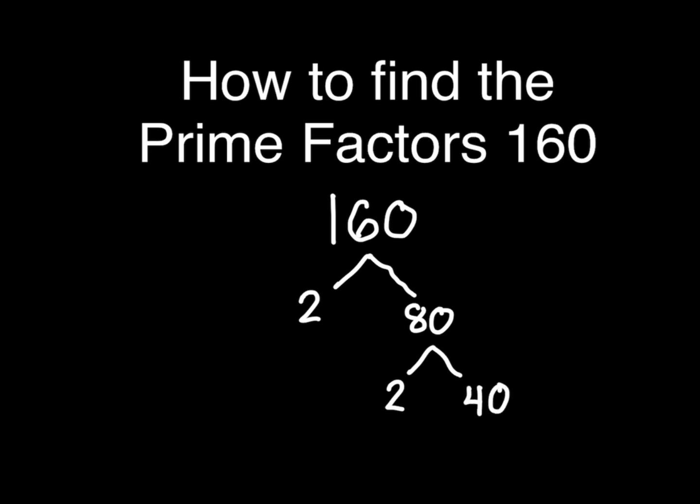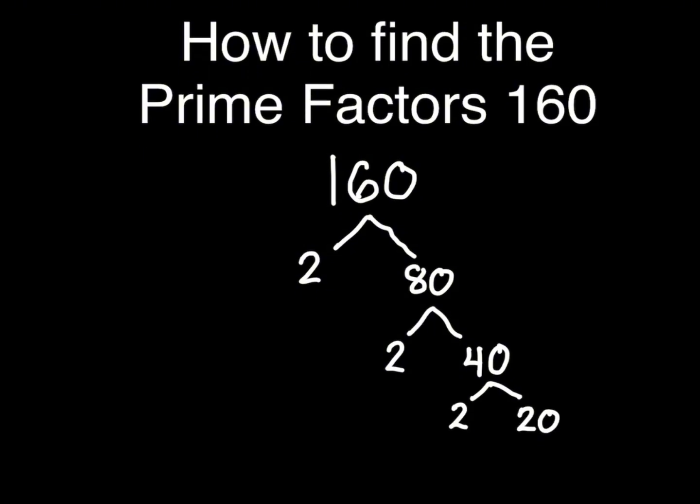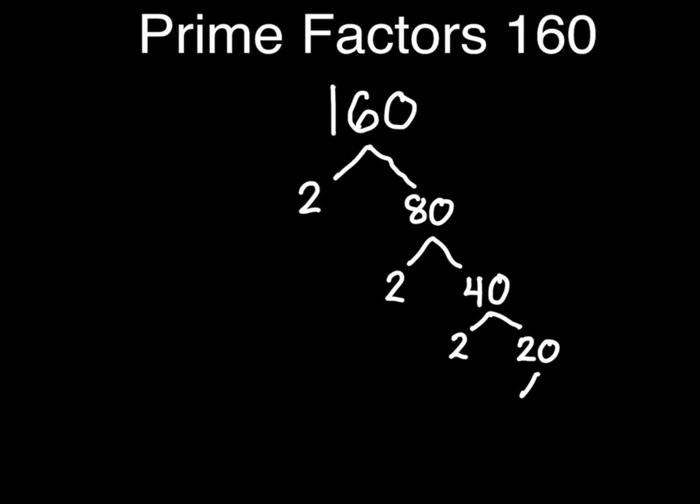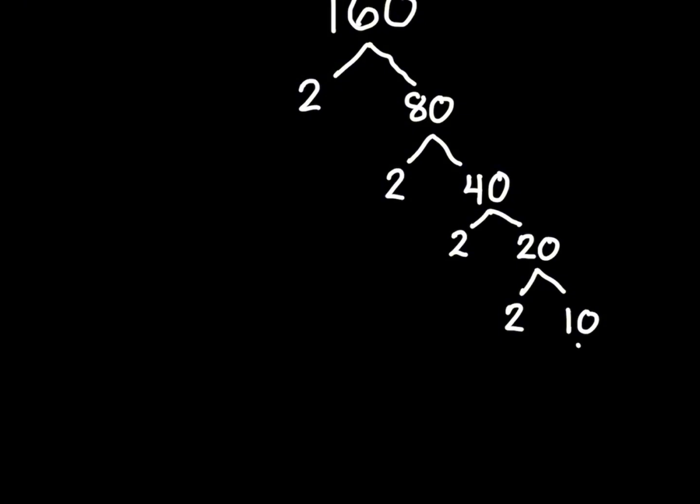So 80 is divisible by 2, and that is 40. Then 40 divided by 2 is 20. Then 20 divided by 2 is 10. And then 10 divided by 2 is 5. Since 5 is another prime number, we are going to stop at that.